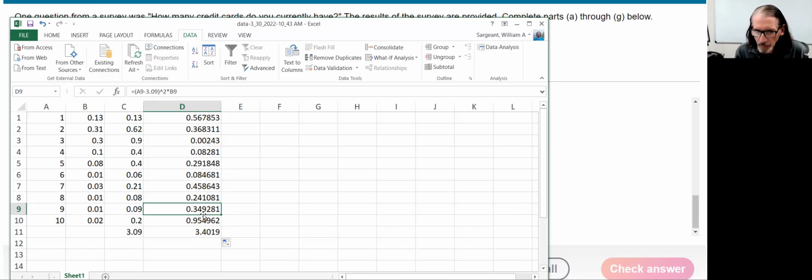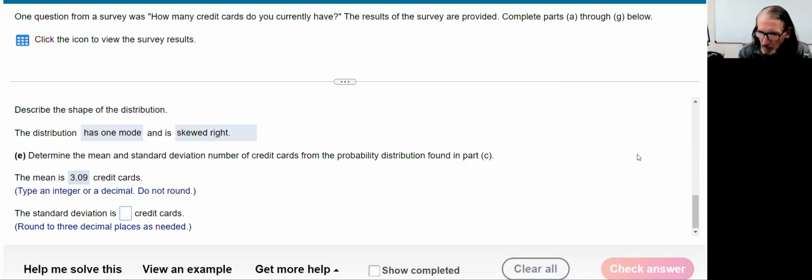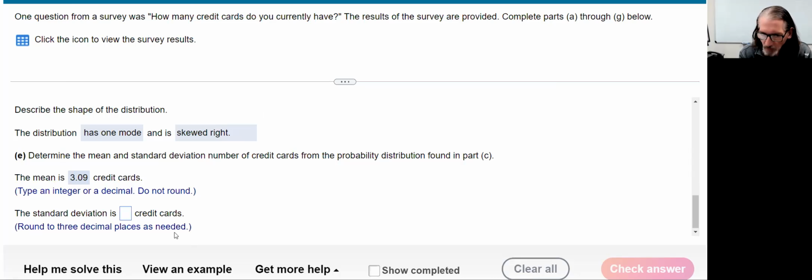Once again, you've baked in the repetition and the total of the, what was it, 100 surveyed. That's all baked into those empirical probabilities. So no division is needed. Once you've got the variance, take the square root of that. And there is our standard deviation. They want this rounded to 3 places. So 1.844, it's rounding down.